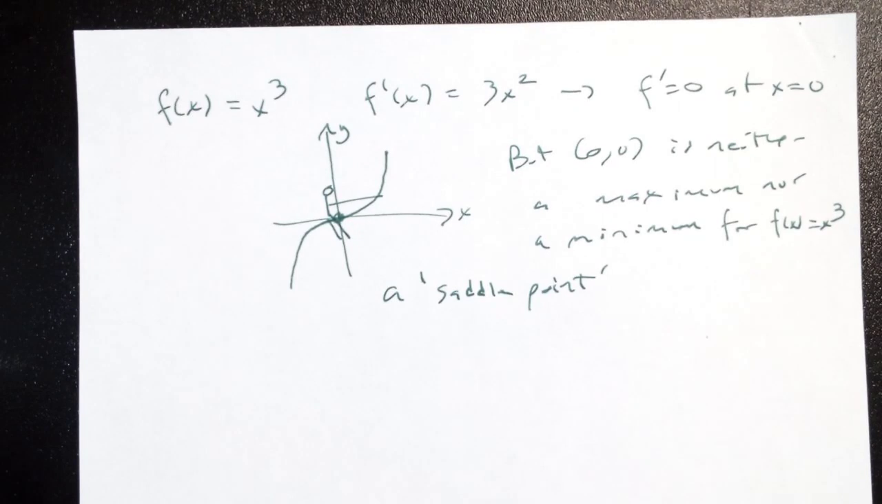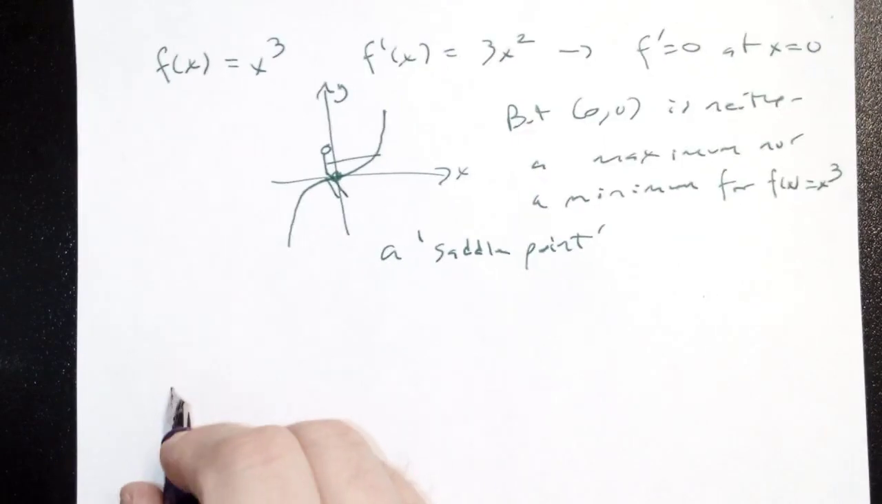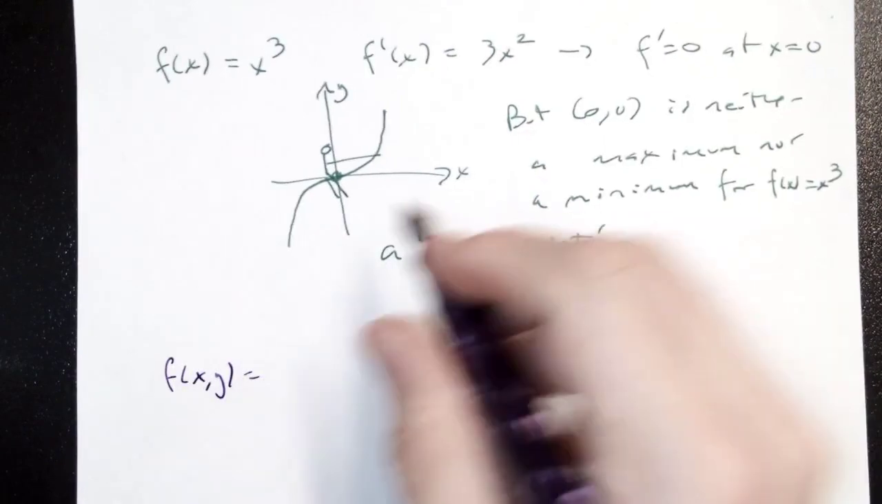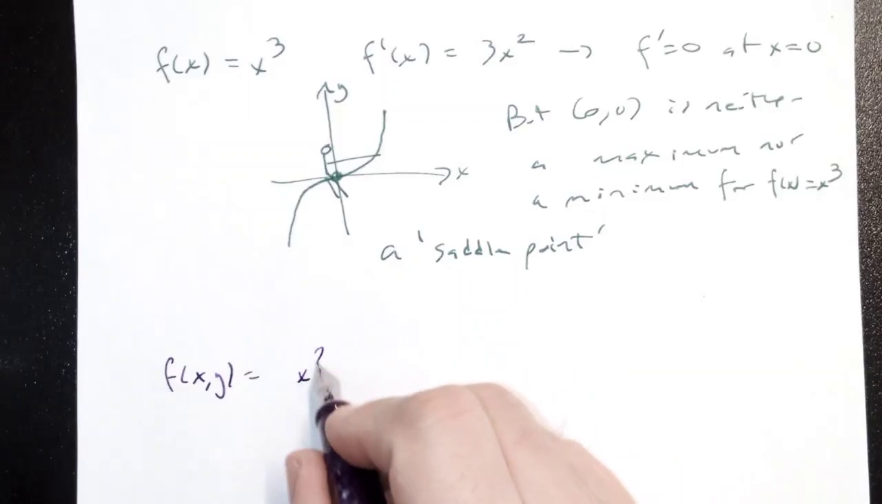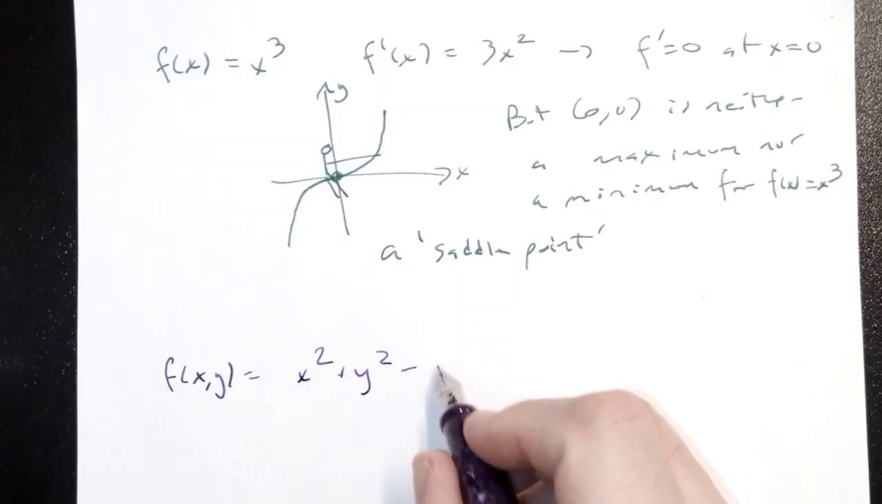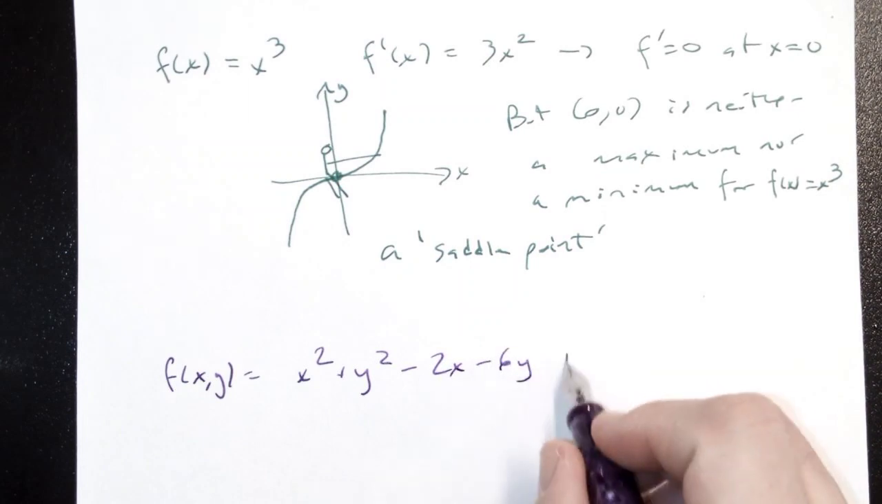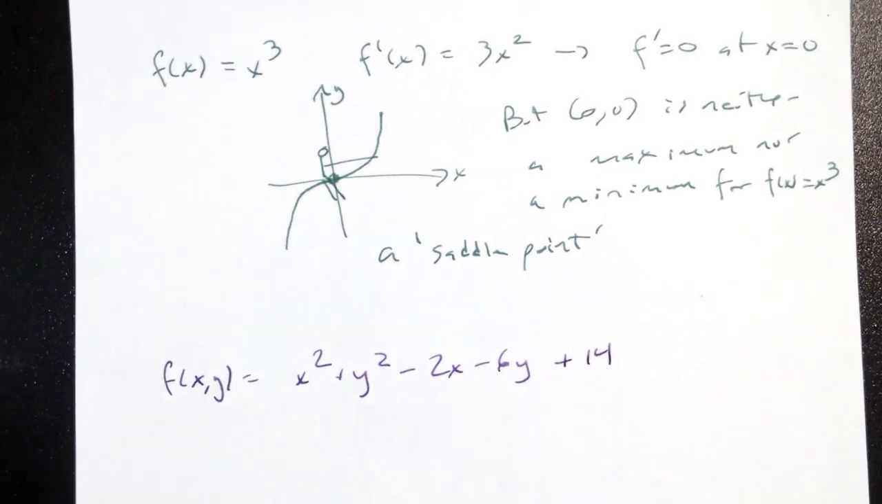Here, just like we did with x squared, that quadratic that I did earlier, here's a quadratic in two variables. F of x, y is x squared plus y squared minus 2x minus 6y plus 14. Do me a favor, open up your web browser, go to Desmos, draw the picture of this thing. What's this look like?